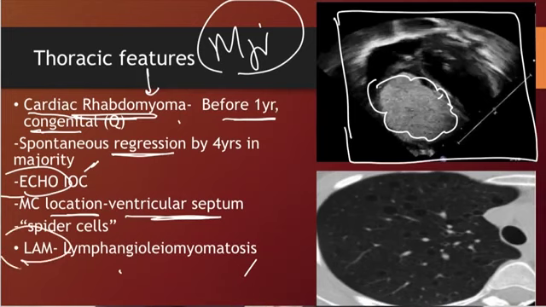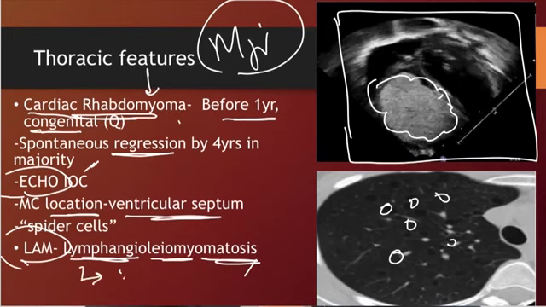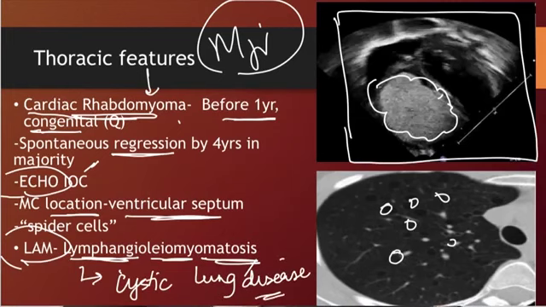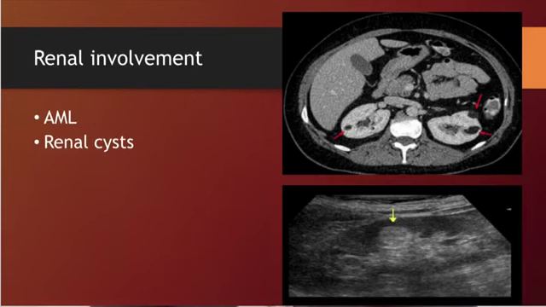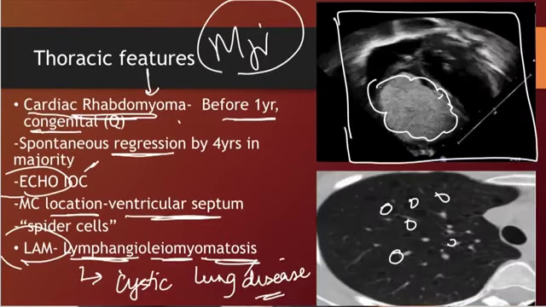Next major thoracic feature is LAM, which is lymphangioleiomyomatosis. Lymphangioleiomyomatosis or LAM is nothing but these cystic lesions in the lung. So this is one of the diagnosis for, or differential diagnosis for, cystic lung diseases. If other features of TSC are present, it is almost pathognomonic that LAM is representing tuberous sclerosis. So these are the 2 thoracic manifestations, rhabdomyoma and lymphangioleiomyomatosis.